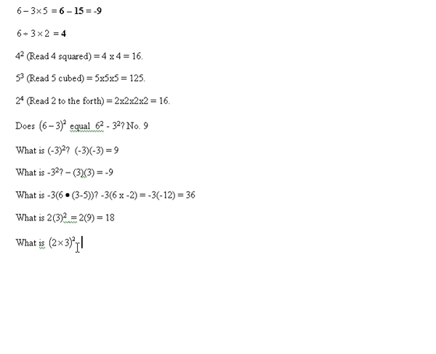On this problem, do what's in the parentheses first. 2 times 3 is 6, and 6 squared is 36. And we'll stop it at that point right there.